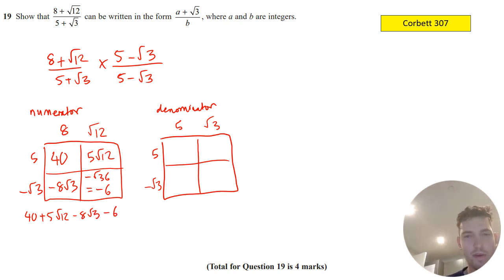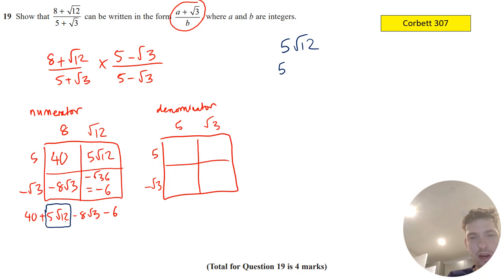Now let's go back to have a look at the question, because it wants it in the form a plus b root 3 over something. Now there's a problem here, and that problem is that I've got this 5 root 12. So I think I need to try to change that root 12 to something root 3. So let's do that over here. What is 5 root 12? Well, I can split my root 12 into root 4 times root 3. And the square root of 4 is 2, and 5 times 2 is 10.